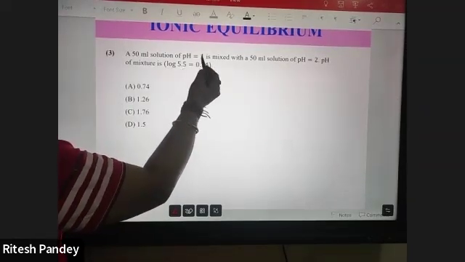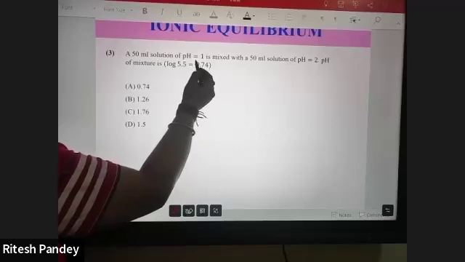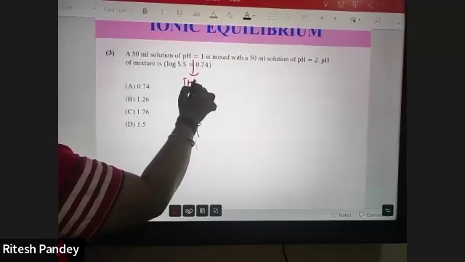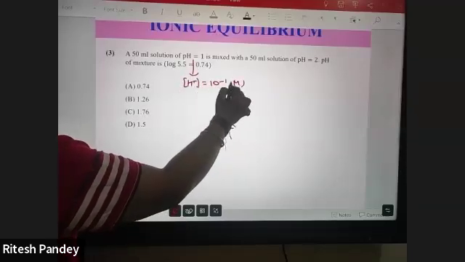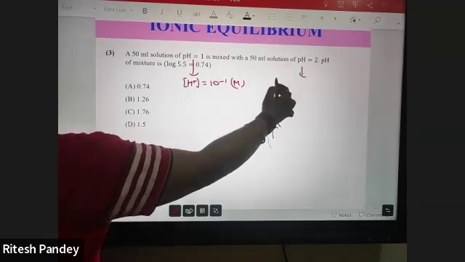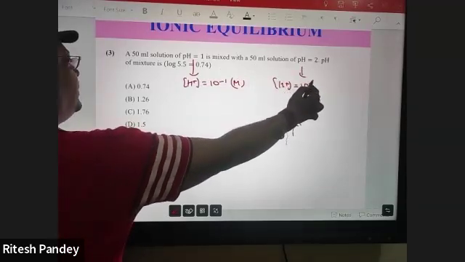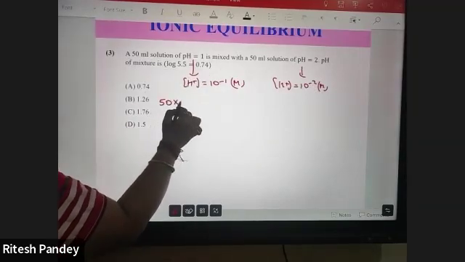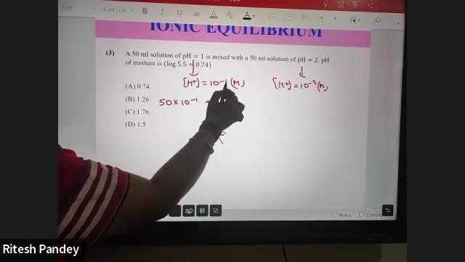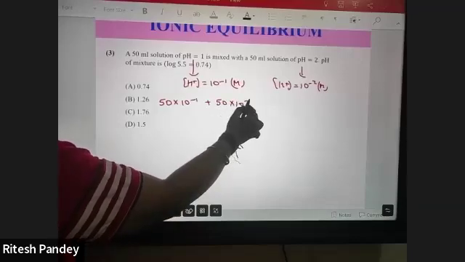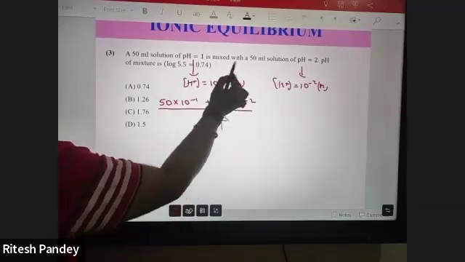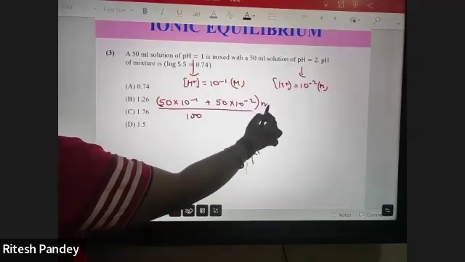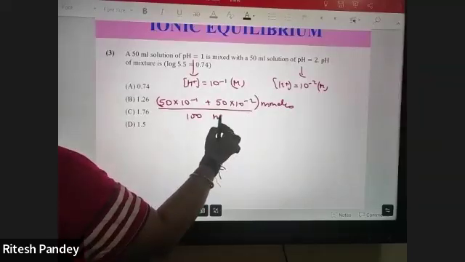1.26. So we don't go by any particular formula. You find different formulae for different cases and it works. We keep it simple. pH 1 would mean H plus is equal to 10 to the power minus 1 molar. Naturally, pH 2 would mean H plus is 10 to the power minus 2 molar. Now, what I have at hand is number of millimoles: 50 into 10 to the power minus 1 plus 50 into 10 to the power minus 2, upon total volume in ml, 50 plus 50, 100.